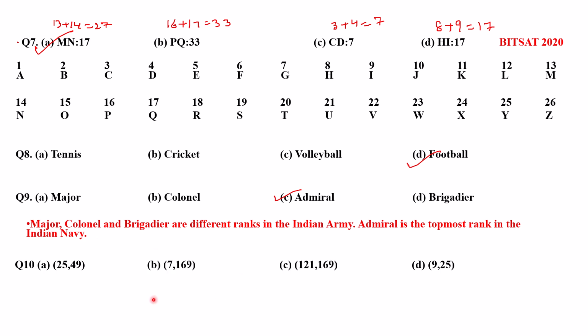Now, the next question is 25, 49. Clearly, both are perfect square numbers. 7, 169. 7 is a prime number. 169 again is a perfect square number. C option, again both are perfect square numbers. D option also, they are perfect square numbers. So, the odd one out is B option.